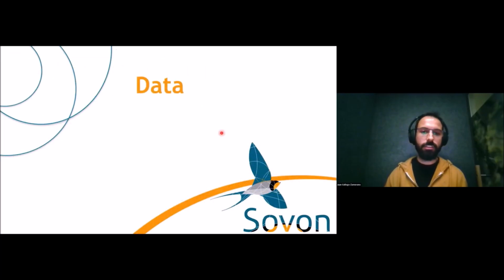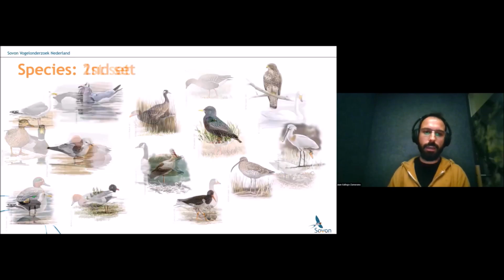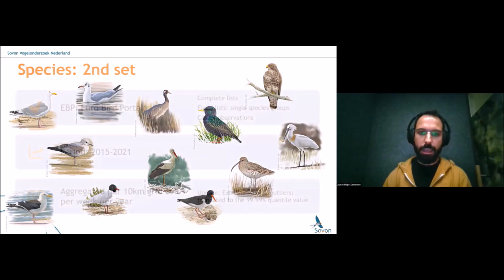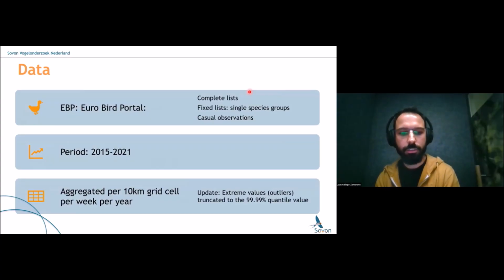So we need rich data, and that data is basically coming from the EBP. We started with the first set of species, which was basically the waterfowl, so geese and ducks, because they were the first set of species that were massively affected by avian influenza. In a second set of species, we also included some seagulls and other bird species that we know also suffer from avian influenza. And of course, we use the Eurobird portal data because, as I showed at the beginning, this is a very rich data set, including complete lists, but also fixed lists and casual observations.